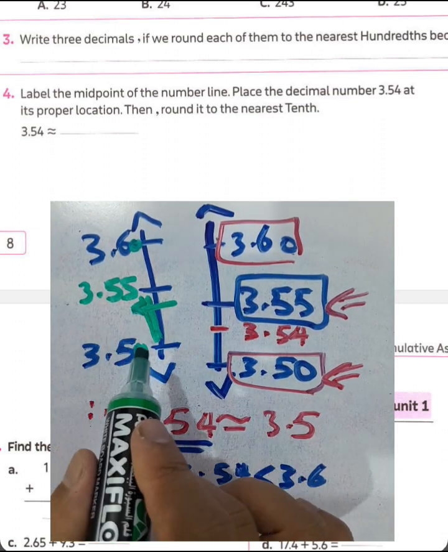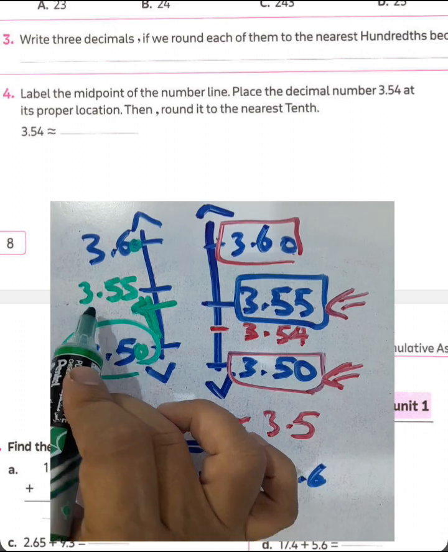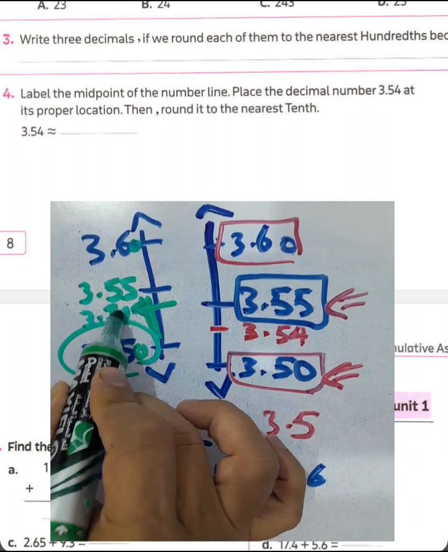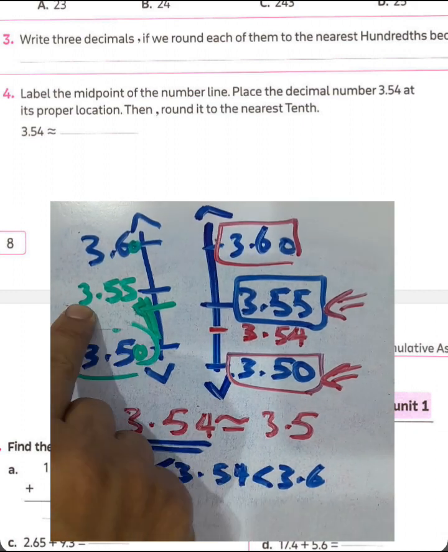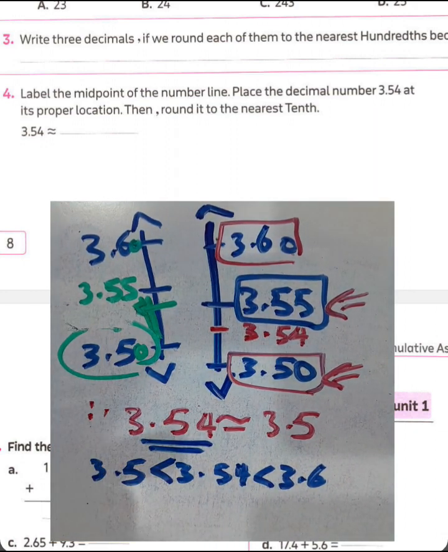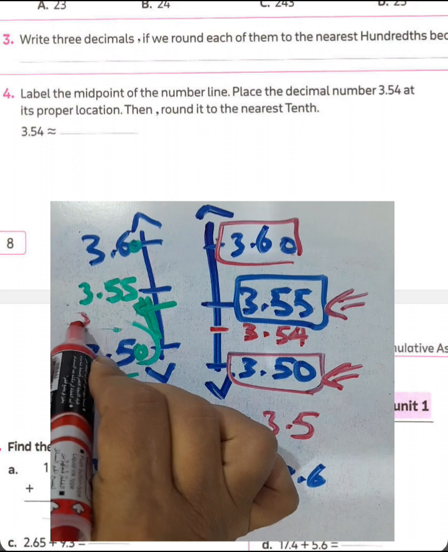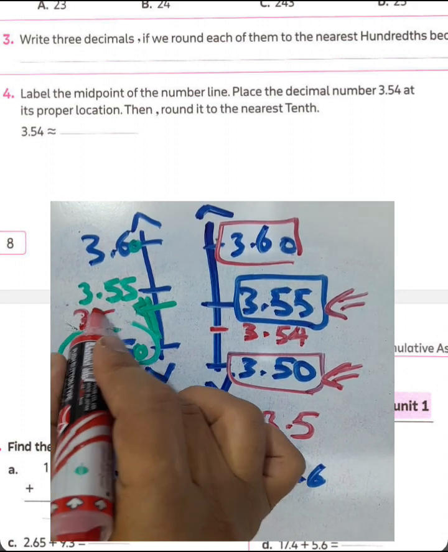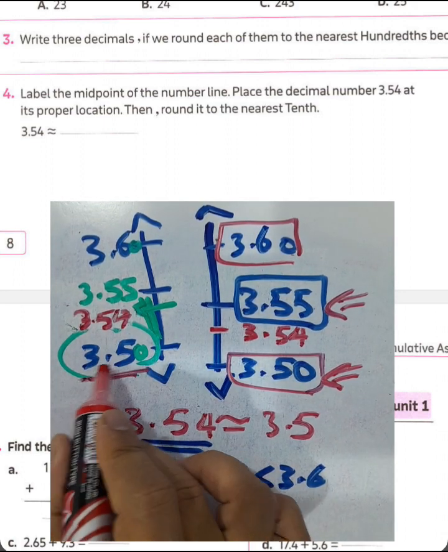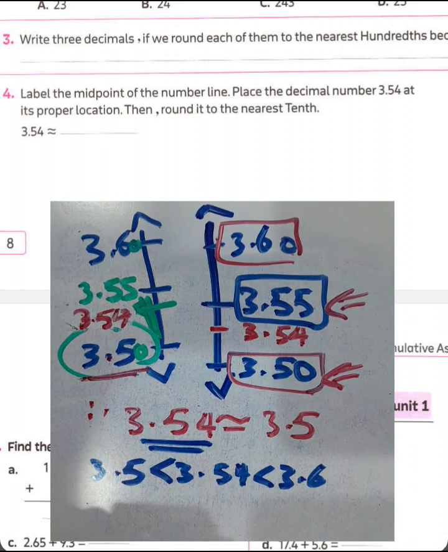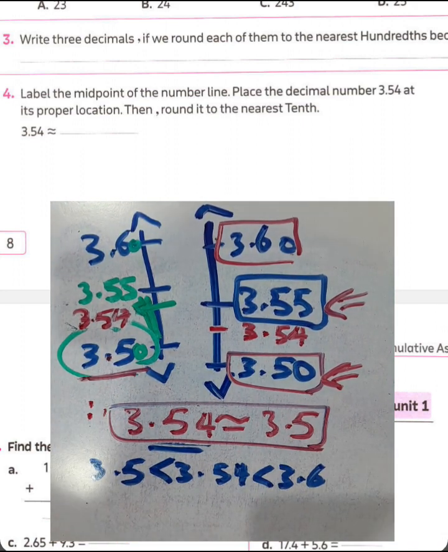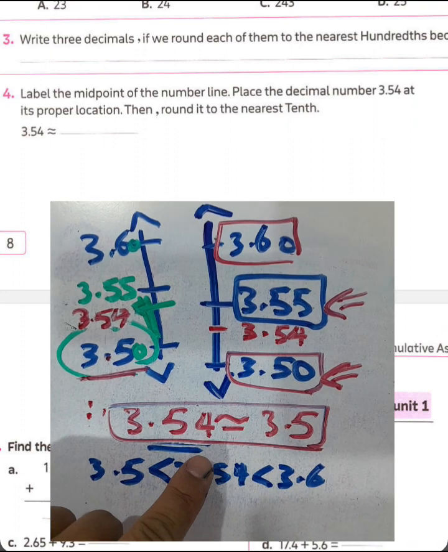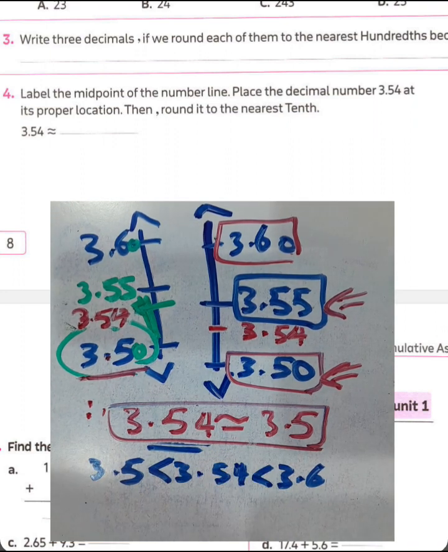If he wants you to approximate 3.54 to the nearest tenth, it will be 3.5. This number 3.54 approximates to this number, so the result will be 3.5. That is the result for this example.